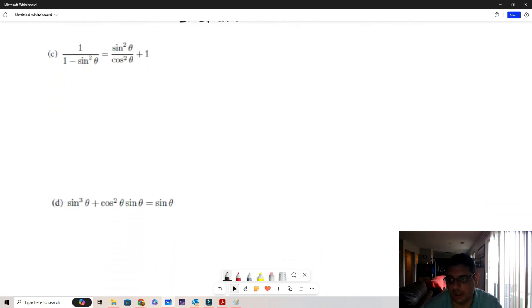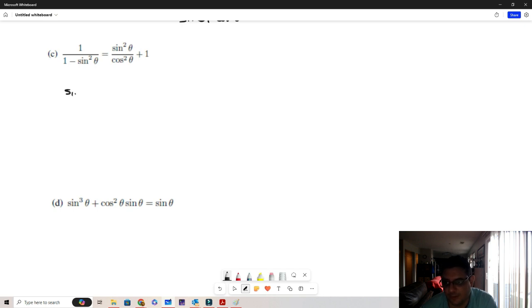Now let's go to identity number 3, or identity C. Here we have 1 over 1 minus sine square equals sine square over cosine square plus 1. It's a little bit difficult to guess what I should do. I'm more prone to start with this side. I think it's going to be easier from this side, since cosine square is clearly 1 minus sine square.